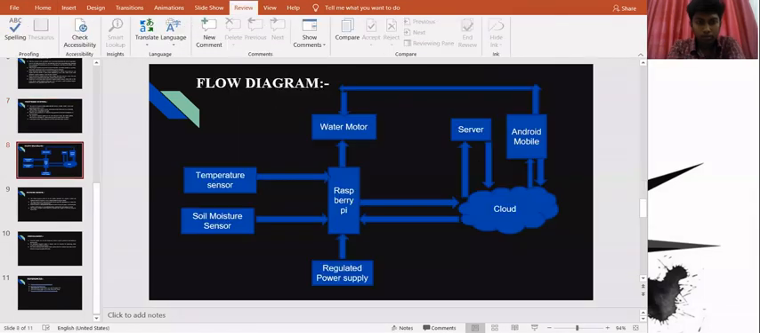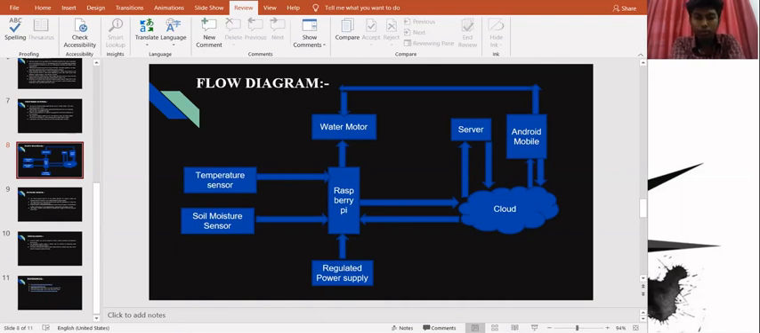So moving on to the flow diagram. In the flow diagram, we can see how the Raspberry Pi model is programmed such that if either the soil moisture or temperature parameter crosses a predefined threshold value, then immediately an alert message, that is motor on, is sent to mobile via server. Then the irrigation system is automated and it automatically turns the motor off when sufficient water is supplied. So this is basically how the system works.